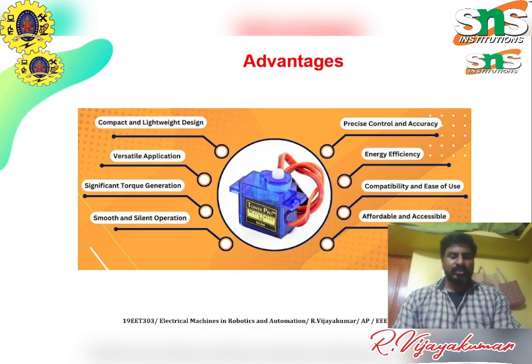And smooth and silent operation: we use plastic gears as well as steel gears, so it does not give any kind of noise during operation. And precise control and accuracy: for example, accuracy is the major concern for any kind of robotics application, and in these functions we have precise methods. Also energy efficiency: it operates with low energy consumption and a low voltage rate, for example 5 volts to 12 volts or 24 volts.